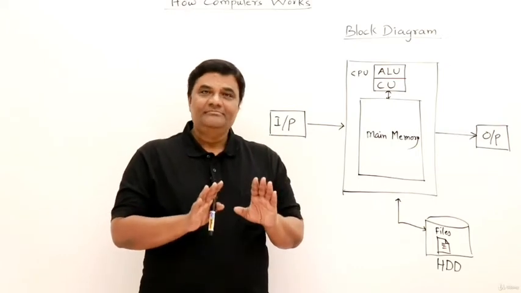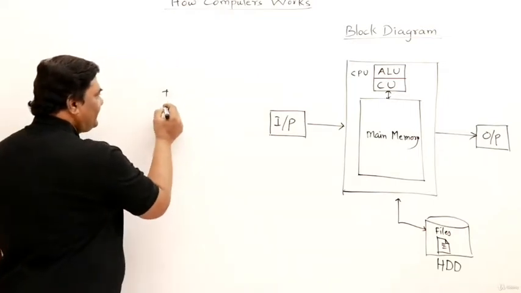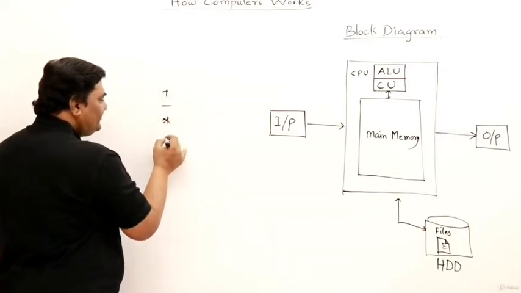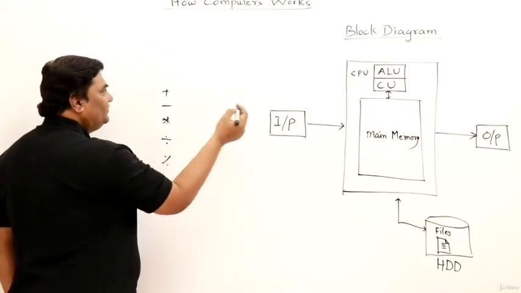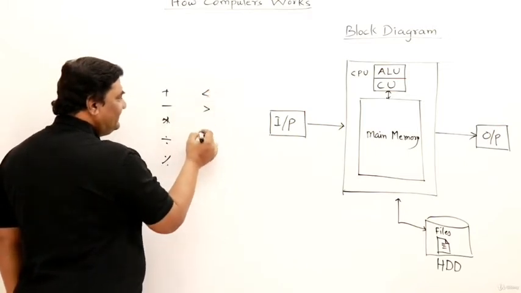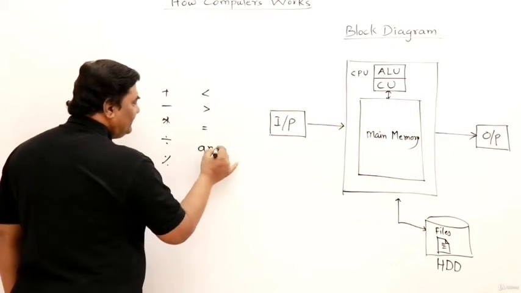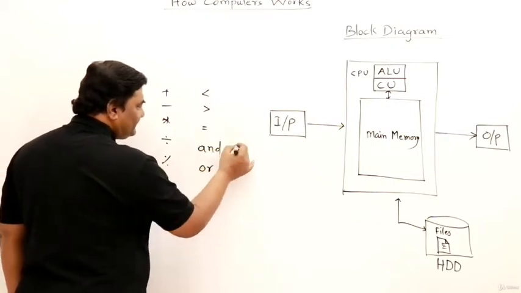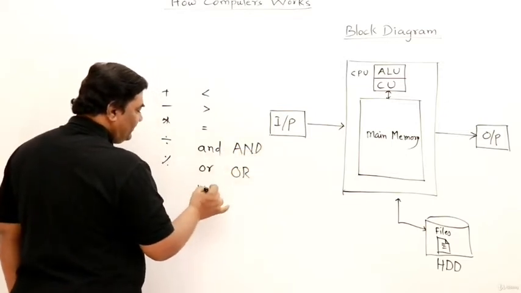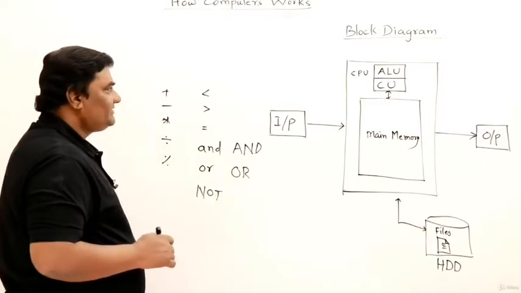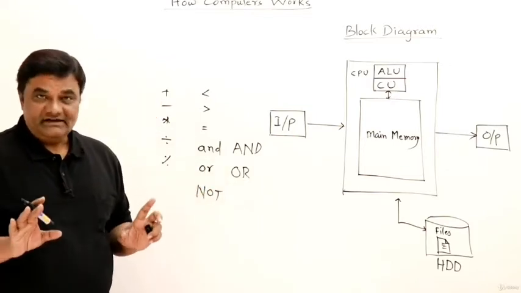So a computer can perform basic operations like arithmetic operations like addition, subtraction, multiplication, or division, or modulus. Then under logical operations, it can compare two numbers, so it can compare less than, greater than, or equal to, and also it can perform logical operations AND, OR, as well as NOT. So these are the logical operations basically. It can perform just these basic operations, right?